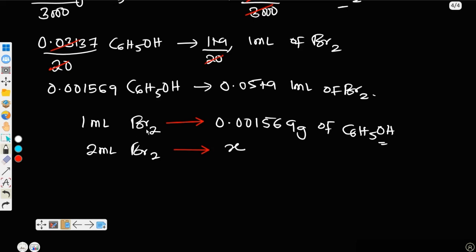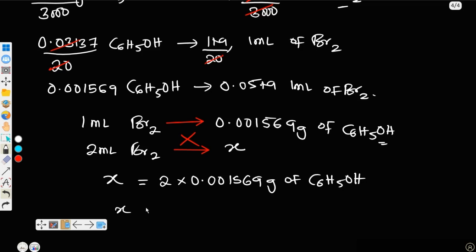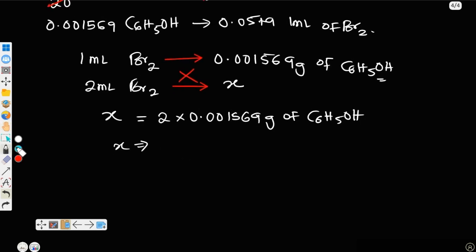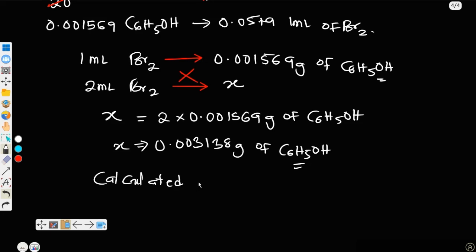Do you understand? By right, 1 mil BrO2 reacts with this amount of phenol. Therefore, from our experiment, 2 mil of this reacts with X, so at this point you cross multiply. This X is going to give us 2 times 0.001569 gram of C6H5OH, and X would be equal to 2 multiplied by 0.001569, which is exactly 0.003138 gram of C6H5OH. So it means this will be our calculated weight for phenol.